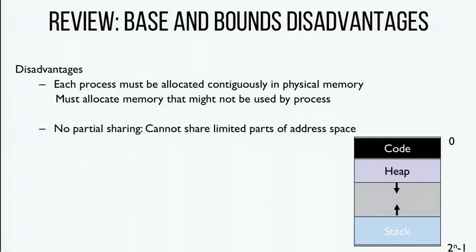Okay, so our big problem with base and bounds, and why we need to keep looking at this. There were a couple of problems. A kind of minor problem was that we couldn't have any partial sharing. You could have two threads that had the same address space, but it's not going to be possible with base and bounds for threads to just share code or just share a couple of variables in their heap. That was a minor problem. The big problem is that it required us to completely allocate our entire address space contiguously in physical memory, because we had just a base register, and everything had to be relative to that. So it all had to be contiguous.